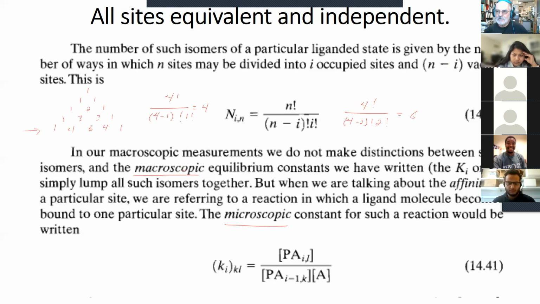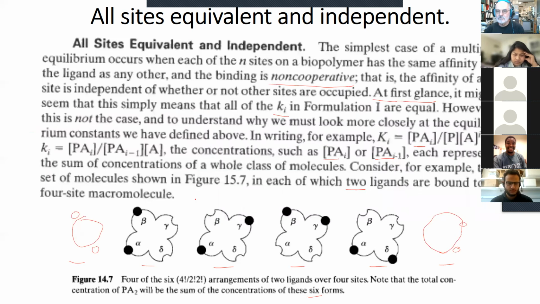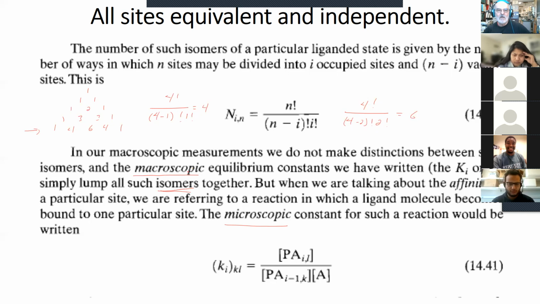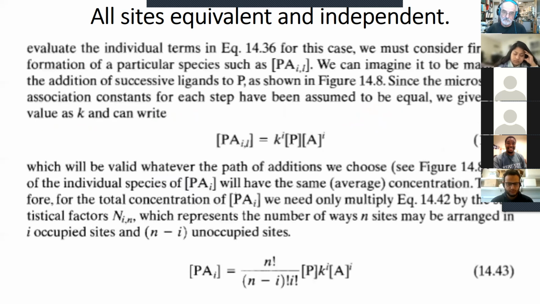The macroscopic binding constants multiply all of these different isomers, and I haven't used that term yet, but all of these are isomers of the same 2 sites bound. And so the macroscopic binding constant reflects all of the isomers. The microscopic binding constants reflect individual isomers and transitions between isomers.